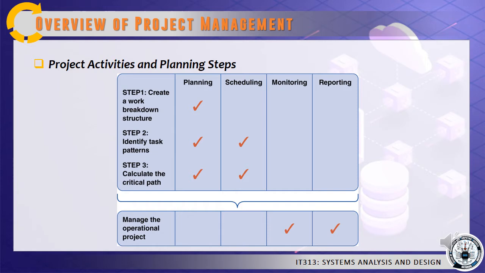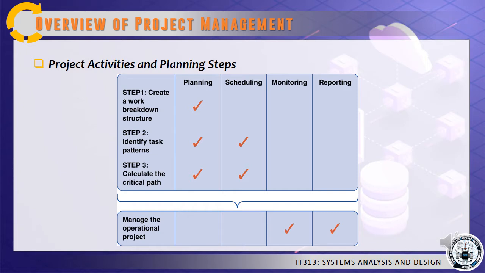On any given day, a project manager might perform one or more of the activities. However, each activity is part of a larger framework which includes 3 key steps in project planning. First step is to create a work breakdown structure. Second is to identify the task patterns. And the last one is to calculate the critical path, as you can see from the matrix.